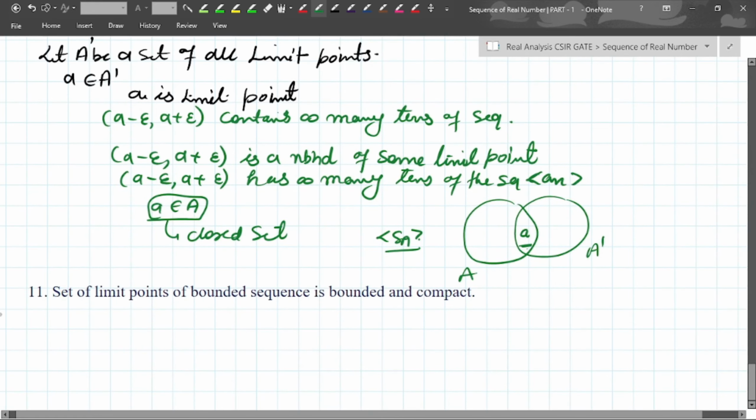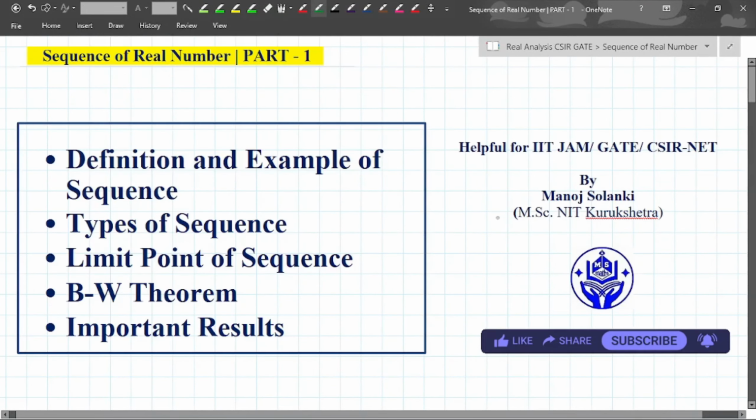Next we have one more result: the set of limit points of a bounded set is again bounded and compact. Compact means closed, and if it is bounded and closed, then it is compact. So this is all about the sequence and its topic that we have discussed.